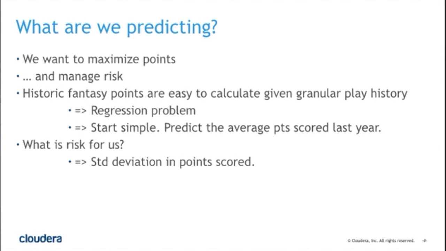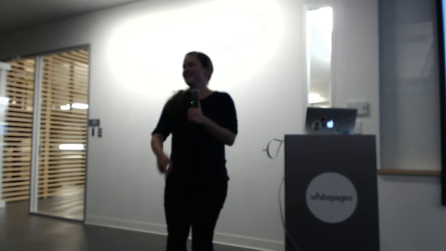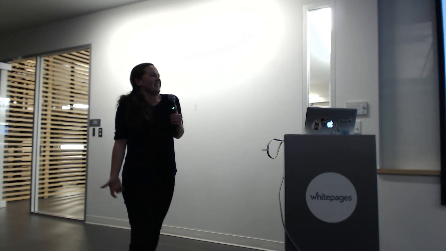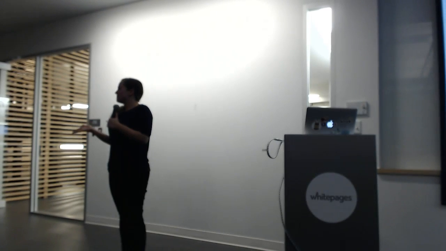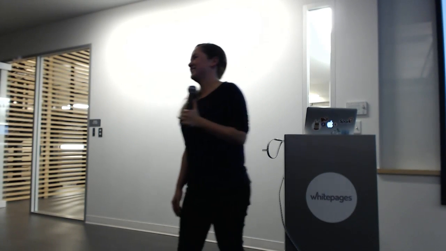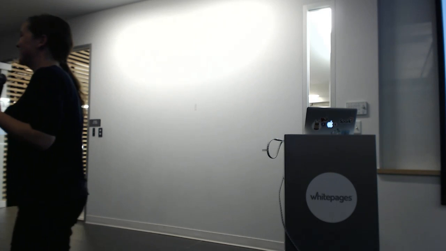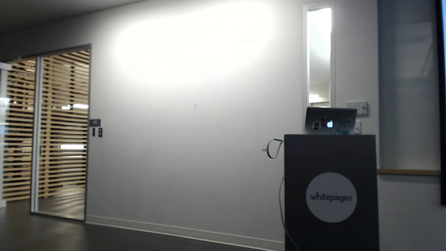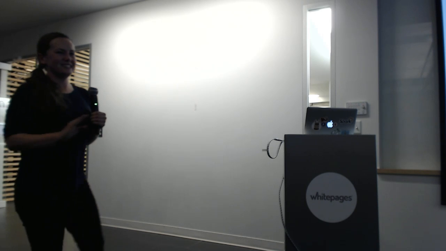So, okay. Historic fantasy points are easy to calculate. I did it with a bunch of SQL statements and some SQL inside of SQL statements. This seems like a relatively straightforward problem, at least in the sense that I can call it a regression problem. So, we have actually a very tough regression problem in front of us, but it's a regression problem, so let's start really simple. Do the most simple autoregressive thing you can do.